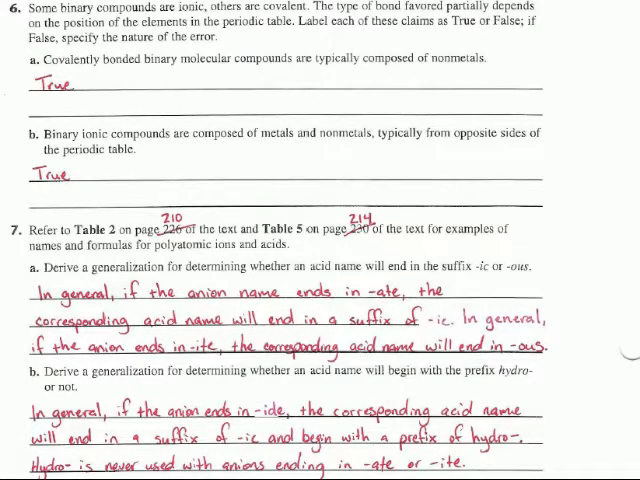Number 7. Refer to Table 2 on page 210 of the text and Table 5 on page 214 of the text for examples of names and formulas for polyatomic ions and acids. So, as you go through A and B here, have your textbook open to these tables. A. Derive a generalization for determining whether an acid name will end in the suffix ic or us.